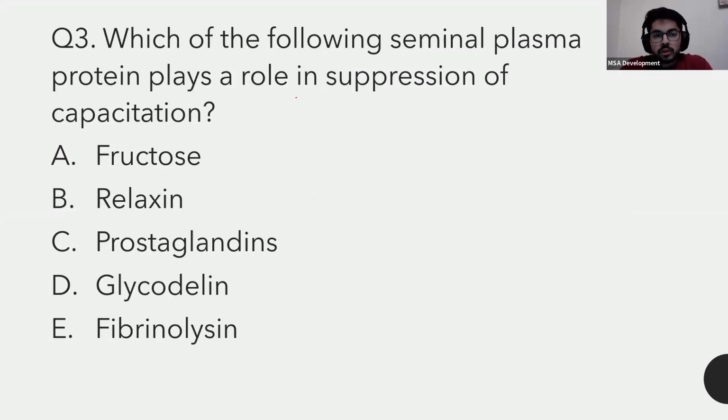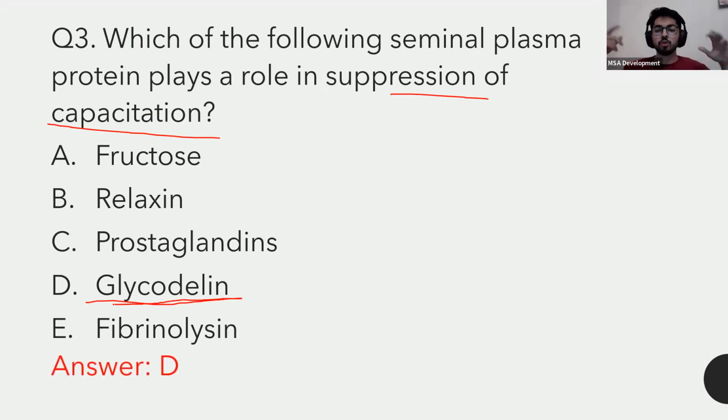Question 3. Which of the following seminal plasma proteins play a role in the suppression of capacitation? Okay, this is very important, and it's a very specific detail of the lecture. This is a recall question, and the answer is glycodelin. We said that glycodelin is going to bind to the abnormal sperms and prevent them from undergoing capacitation, so that when they reach the mucous membrane inside the female genital tract, they won't be able to undergo capacitation and go further and fertilize the egg.